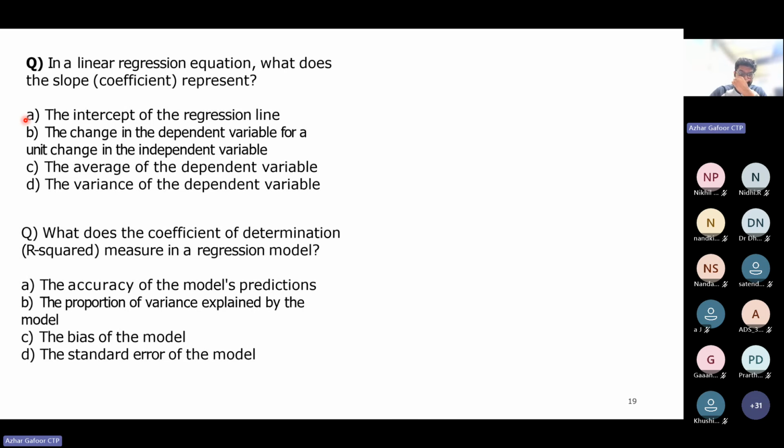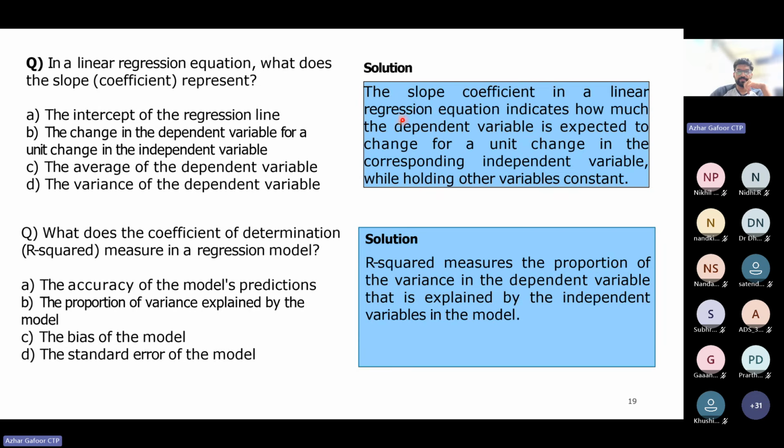Okay, so in a linear regression equation, what does the slope represent? Option B, the change in the dependent variable. Yes, the answer is B. And the coefficient of determination, R squared, is the proportion of variance explained by the model.